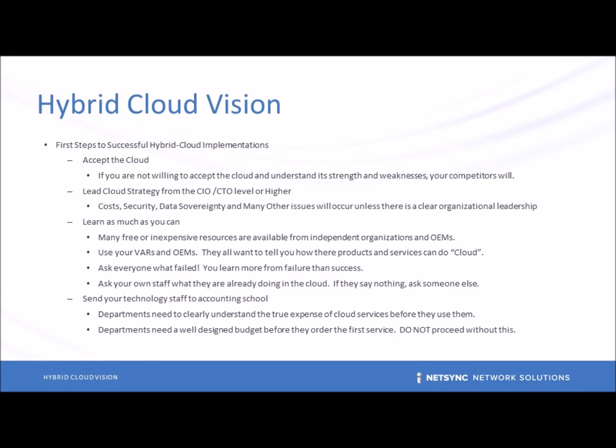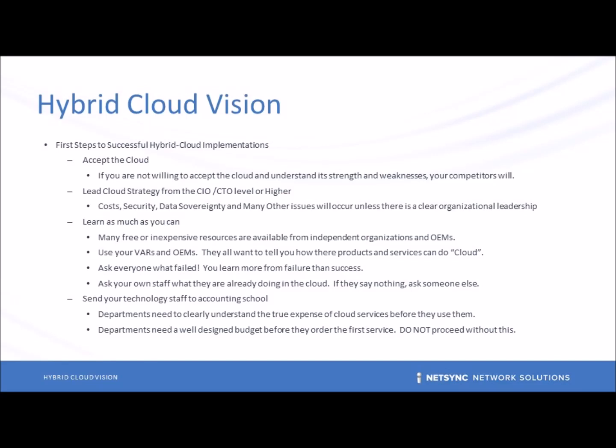Two or three, learn as much as you can. I know everybody's busy. I'm a big advocate of please spend some time training. There are lots and lots of free or inexpensive resources available from independent organizations and OEMs. So if you don't believe your manufacturer, that's okay. It's easy. I can point you to lots of resources. Cisco has great resources. There's good independent resources. There are training classes you can take. All of these things, you need to get a good grasp of what the cloud is, and you need to understand it yourself before your organization starts it.